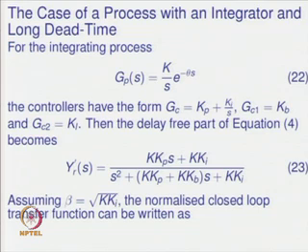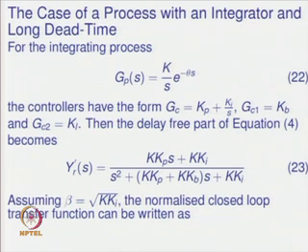Kb and Gc2 equal to Kl, then the delay free part of equation 4 results in Yr dash (s) equal to (k Kp s plus k Ki) divided by (s square plus (k Kp plus k Kb) s plus k Ki). Now, dividing both numerators and denominators by k Ki, we can get a second order standard transfer function.